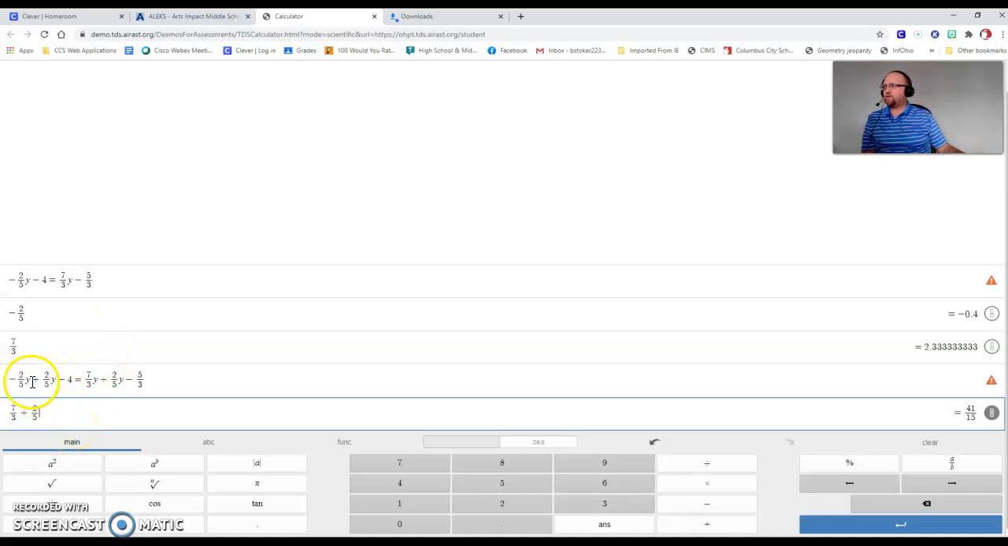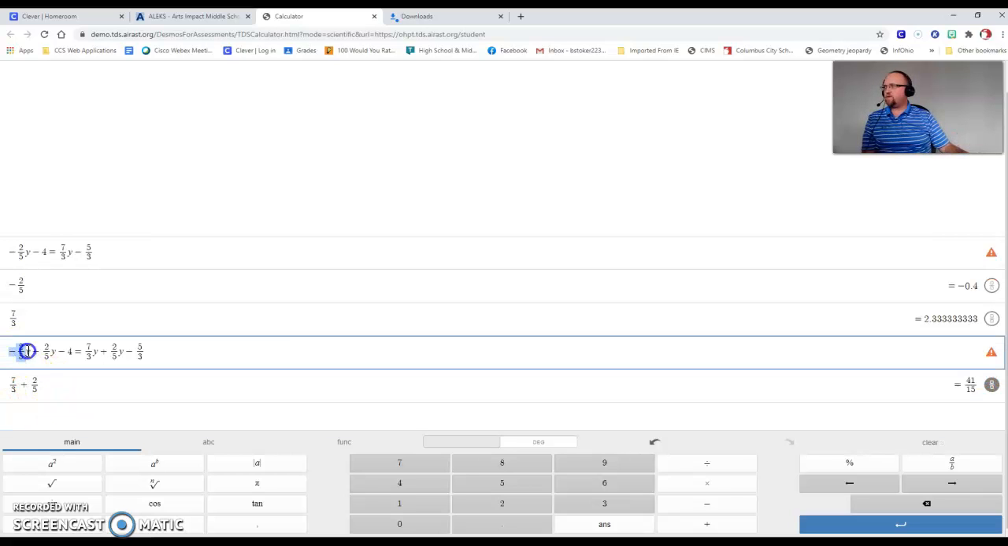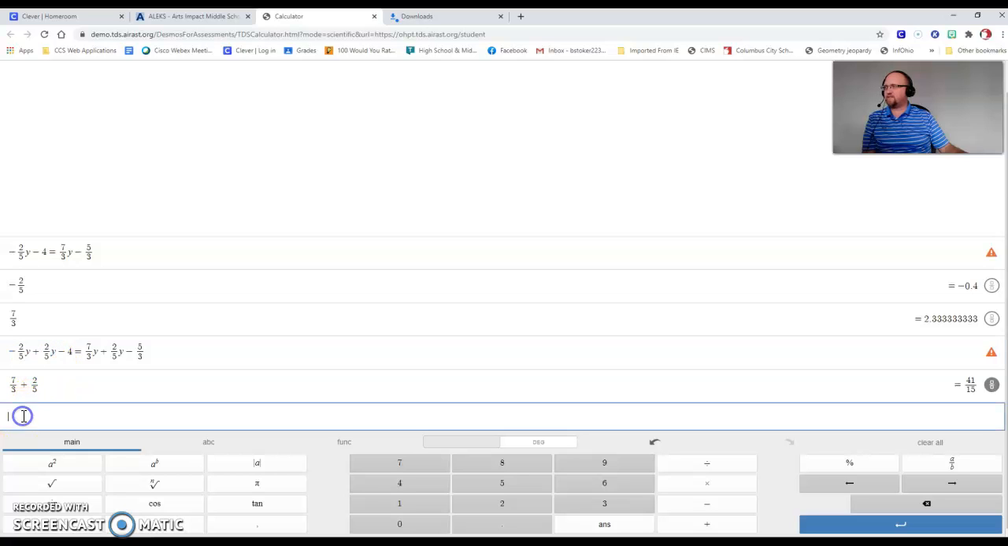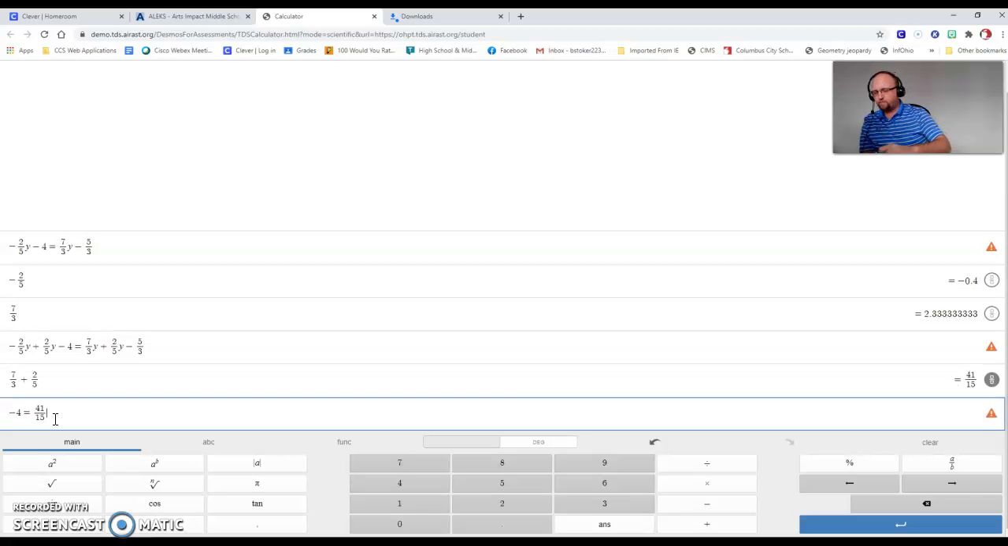as I'm simplifying now, here's what I know. This term, negative 2 divided by 5y plus 2 divided by 5y, is 0. Nothing happened with negative 4, so it comes down. The equal sign comes with me. And now I'm going to enter this: 7/3 y plus 2/5 y is 41 over 15y, or 41 divided by 15. So 41 divided by 15 y minus 5 divided by 3. Okay? We've just simplified. You would do that on pencil and paper if I was showing you that.